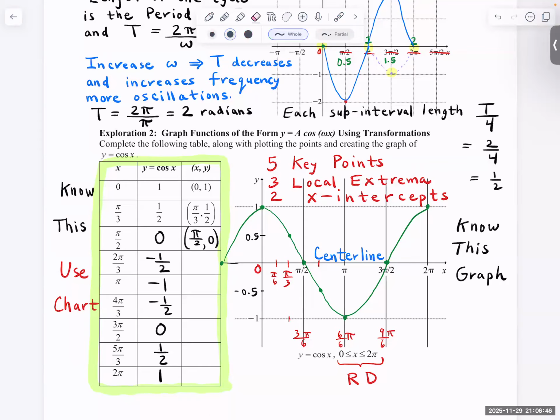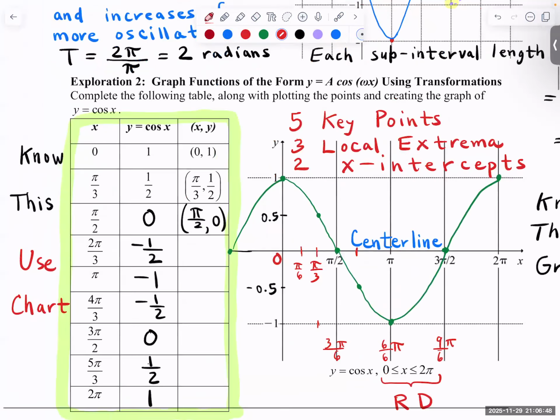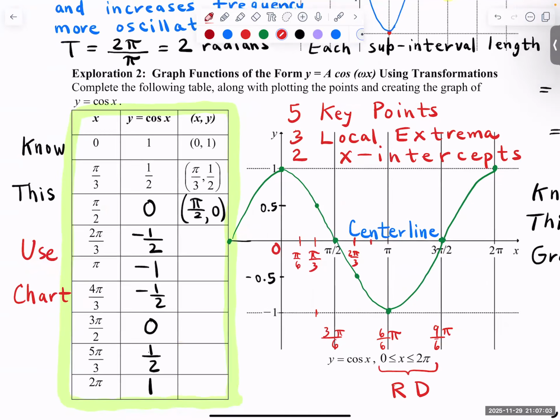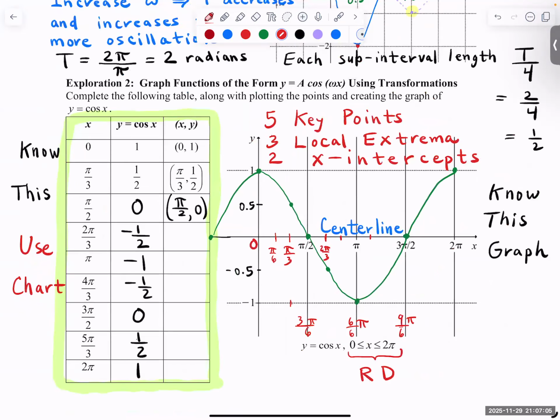So let's mark this angle, which is 2 pi over 3. The next would be 5/6, then 6/6, then 7/6, and then 8/6. But 8/6 is 4/3. So 4 pi over 3 would be here. And in the table, the function value is negative 1/2. So that would be about here.